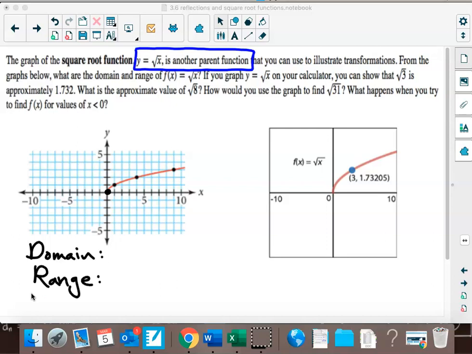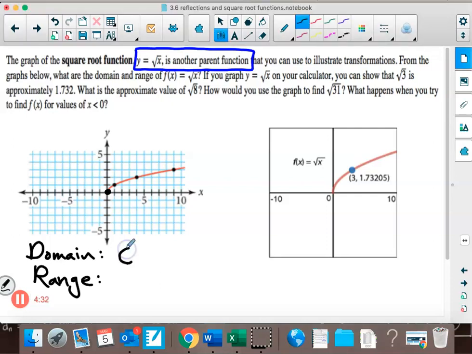Where the function exists. So what is the smallest x value where this function exists? 0. Does the 0 get included or not included? Included. Yes, it gets included. If there's a dot there, you include the 0. What's the highest x value for this function? Infinity. It's never going to end. Do we include infinity? Never. Never include infinity. It's not even a number. You can't include it.